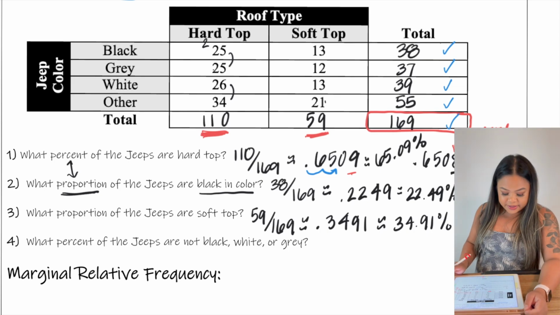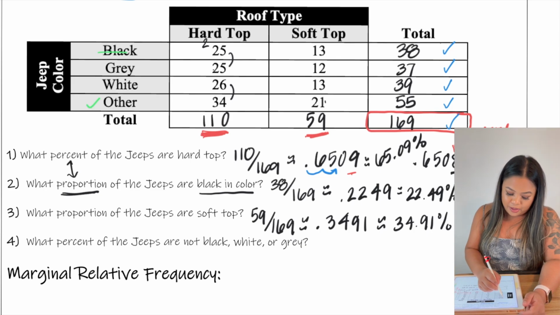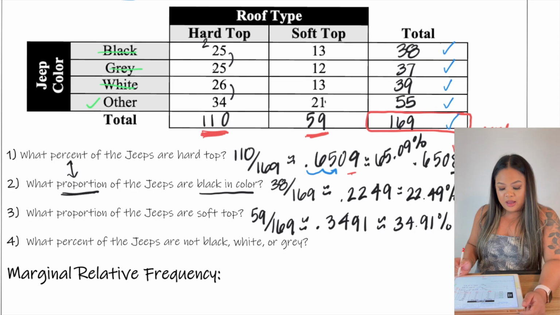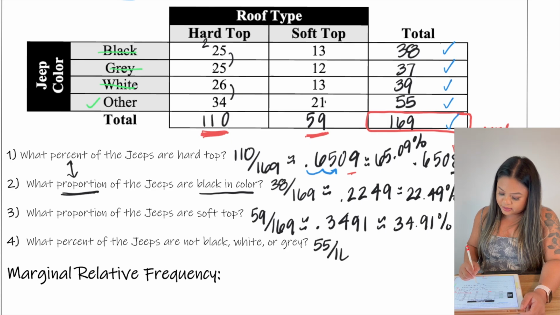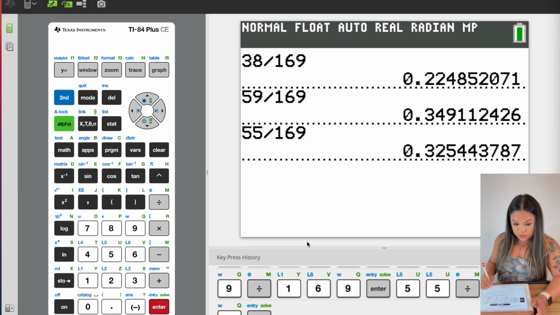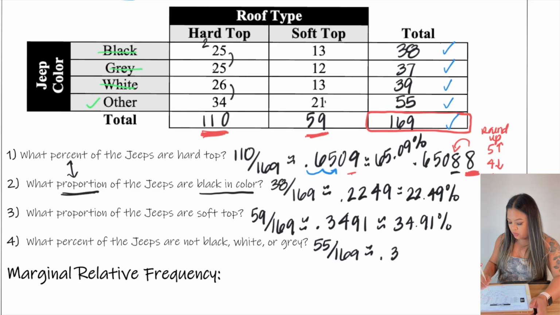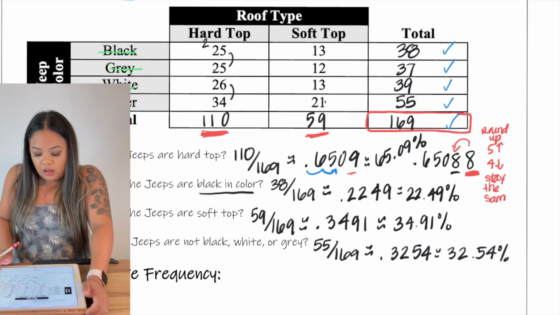Number 4, what percent of the Jeeps are not black, white, or gray? AKA they're asking for other, right? Not black, not white, not gray. What percent of the Jeeps are other? And the total other colored Jeeps was 55. 55 divided by 169. Plug that into your handy dandy calculator. It's going to be 0.3254 or 32.54%.